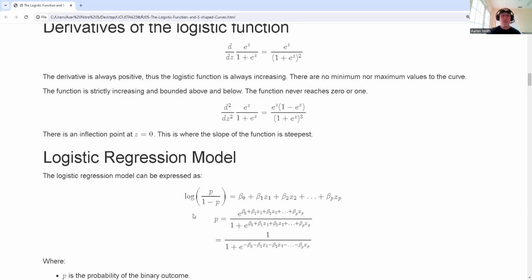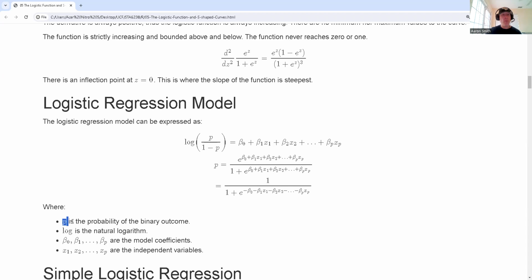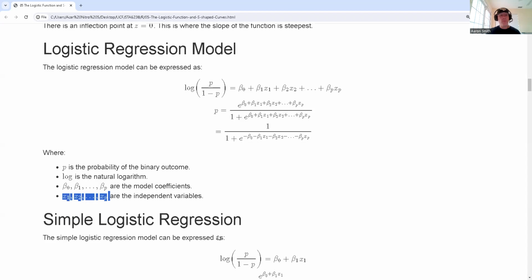Now we have a direct connection. This is nice. I have what looks like linear regression coefficients and predictors, and it's going to be equal to the log of the odds of the event. That's a very easy connection. So this logistic curve has a lot of mathematical features right out of the gate from a calculus and analysis point of view, but I also have a connection from odds that's very easy to work with. Here, P is the probability of the binary outcome, and log is the natural logarithm. The betas are our model coefficients, including the intercept, and the X's are our predictor variables.